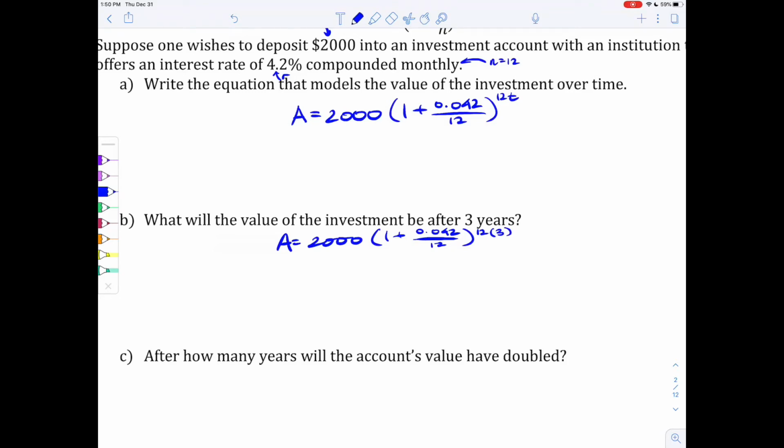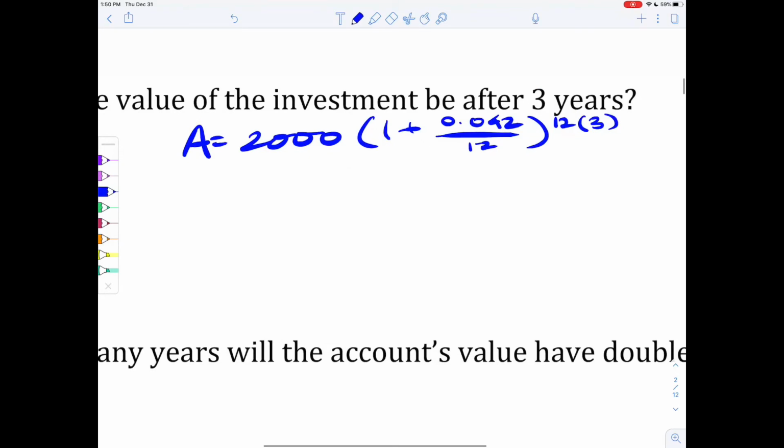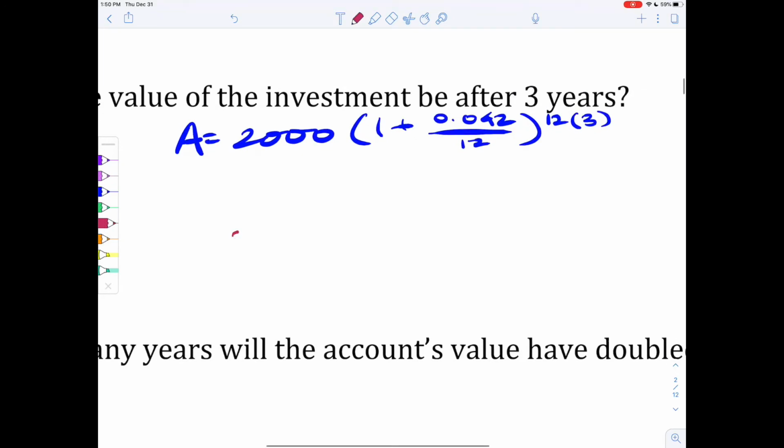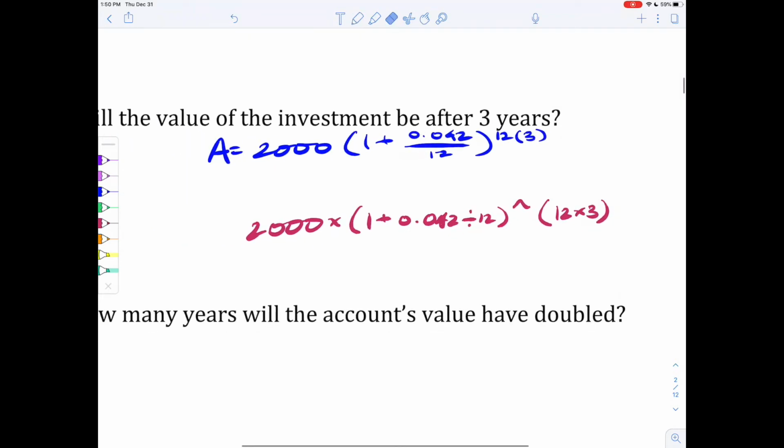At this point, it's just calculator work. Do be very careful how you're plugging things in, with regards to brackets. So when you punch this in, you can say 2,000 times, put your brackets in here, 0.042 divided by 12. That's fine. But make sure that when you put in your power, you actually put brackets around the 12 times 3. Or just type in straight up 36 if you want to do that computation. But if this isn't in brackets, you're going to have a bad time. So make sure that's done.